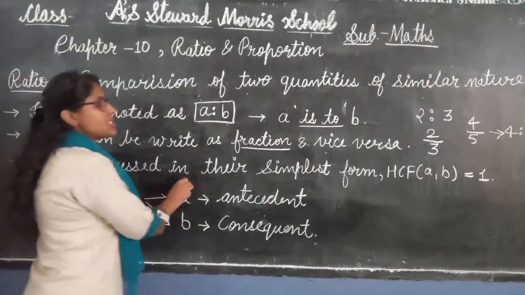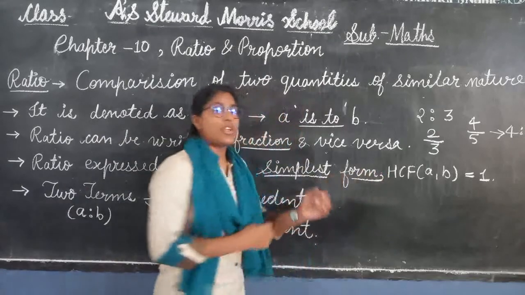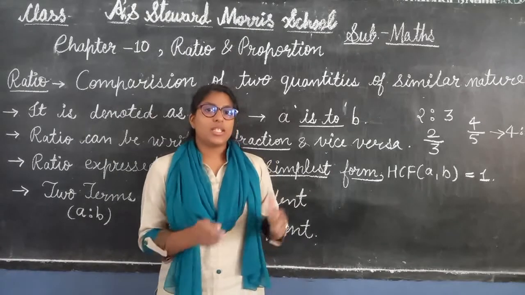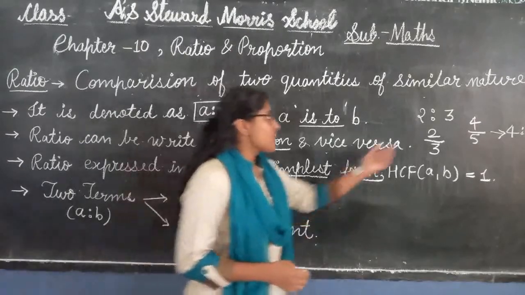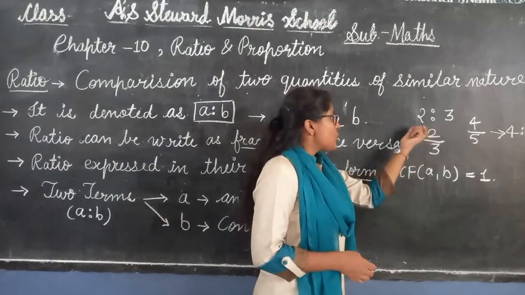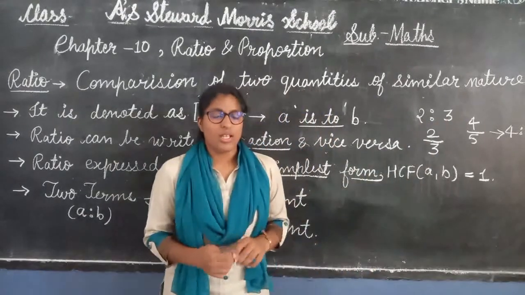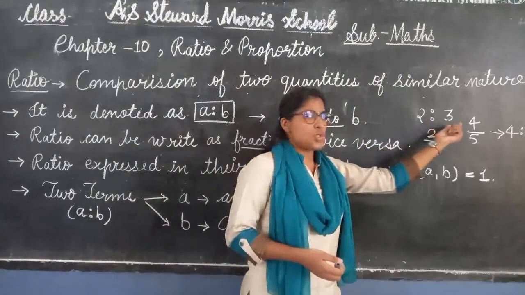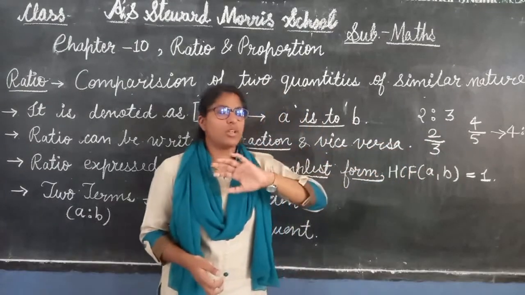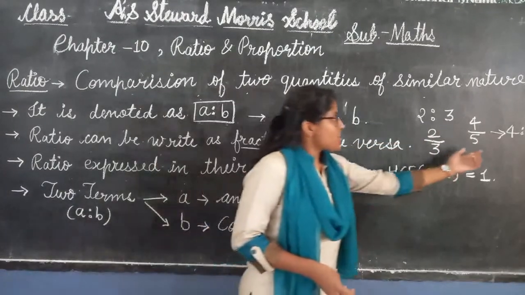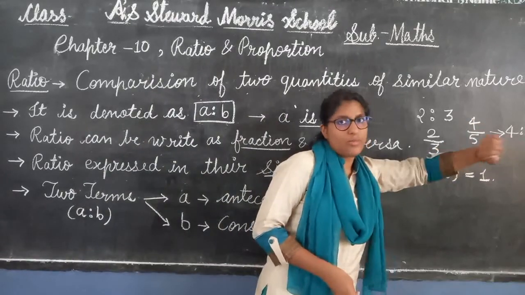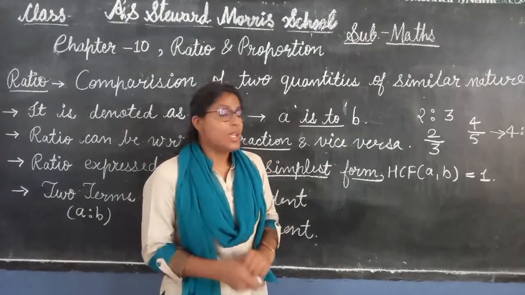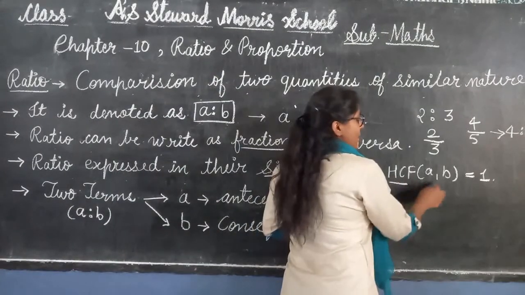Now next is ratio expressed in their simplest form. Just as we always write fractions in their simplest form, same like here, we write the ratio in their simplest form. Simplest form means 2 is to 3. 2 and 3 have no common factor. Yes, the HCF of both the terms of ratio is 1. 4 is to 5 is also simplest form. Why? Because 4 and 5 do not have any common factor other than 1. So you can see that the HCF of A and B is 1 there.